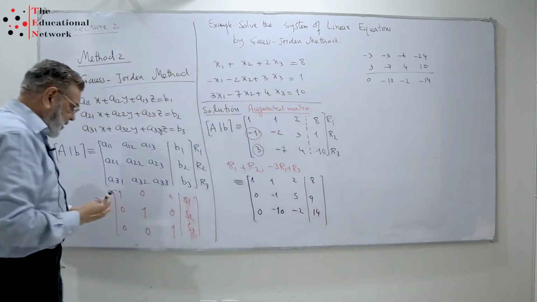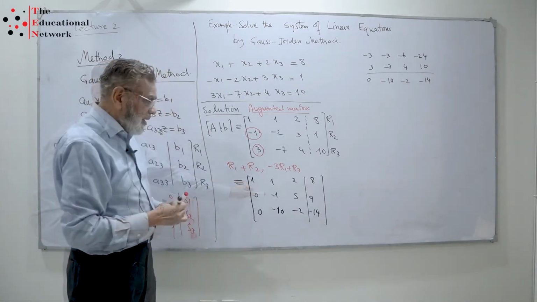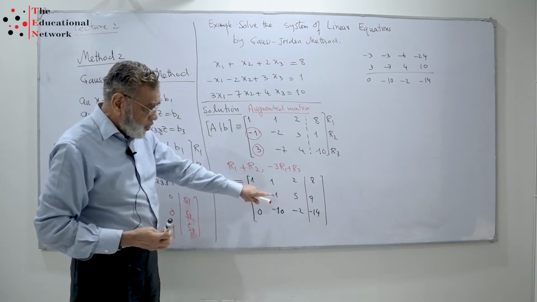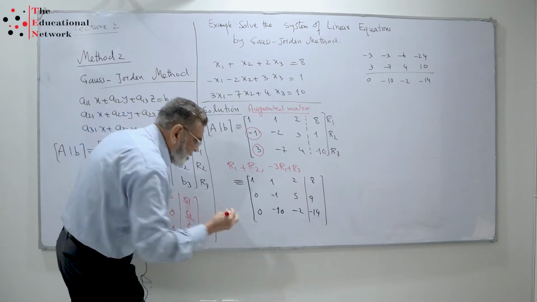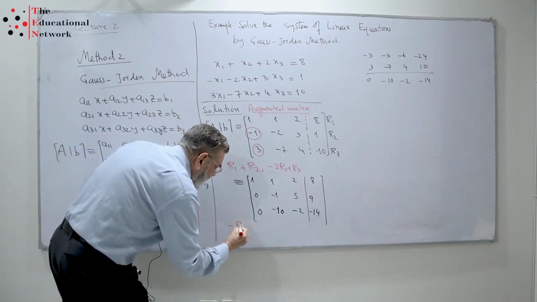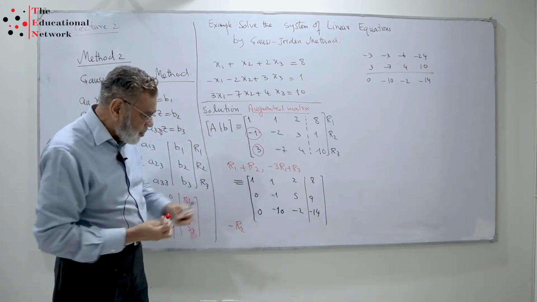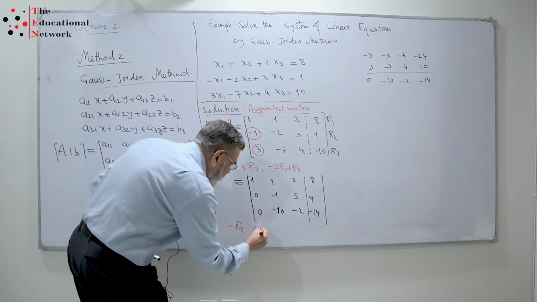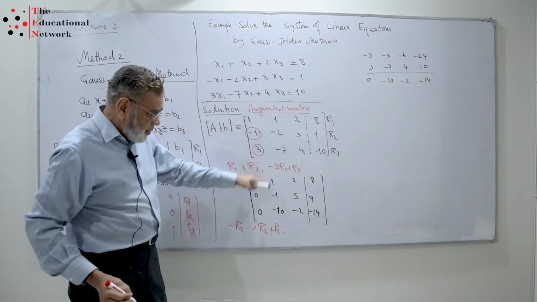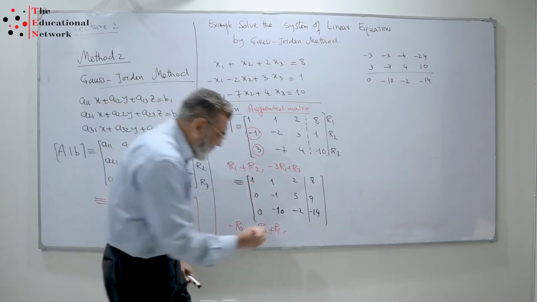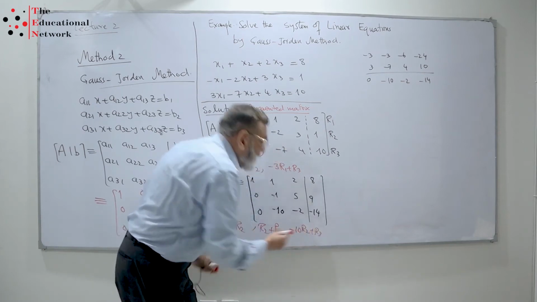So the next step is that we want to bring here 1, and this here is minus 1. So we multiply R2 by minus 1 to make it 1. And then we want to make this one 0, so we add these two, R2 plus R1. Then we want to bring here 10, so multiply this one by 10, 10 R2 plus R3. So we get the new matrix.